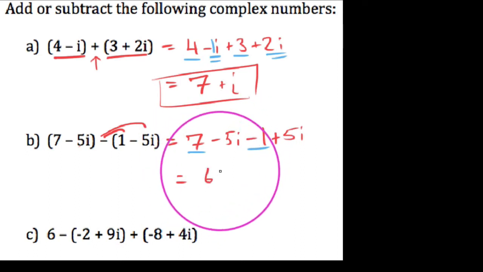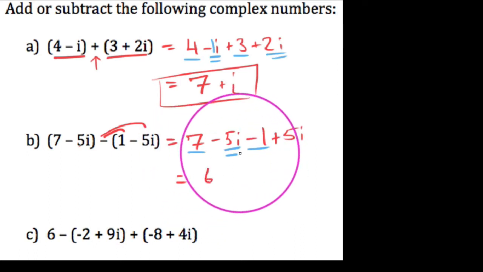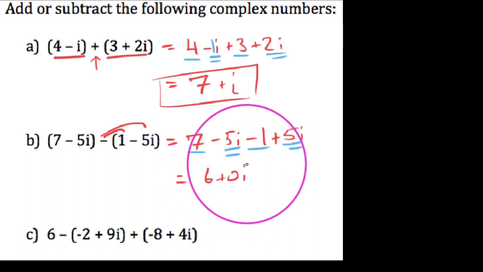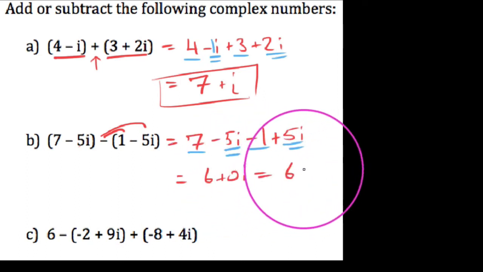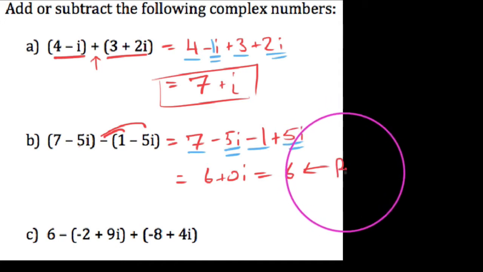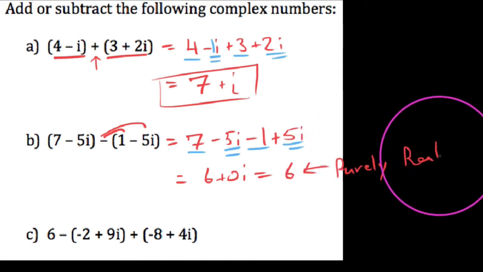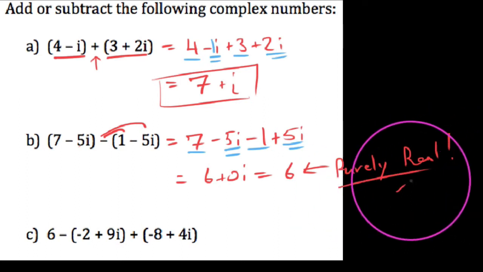7 minus 1 is 6. We say the imaginary part here plus the imaginary part here. Those things cancel out. So I can write this as 6 plus 0i, or I can write this as 6. And one thing I want to mention is we got a purely real answer. There's nothing special about this. I just wanted to point it out. Purely real. Cool. All right.